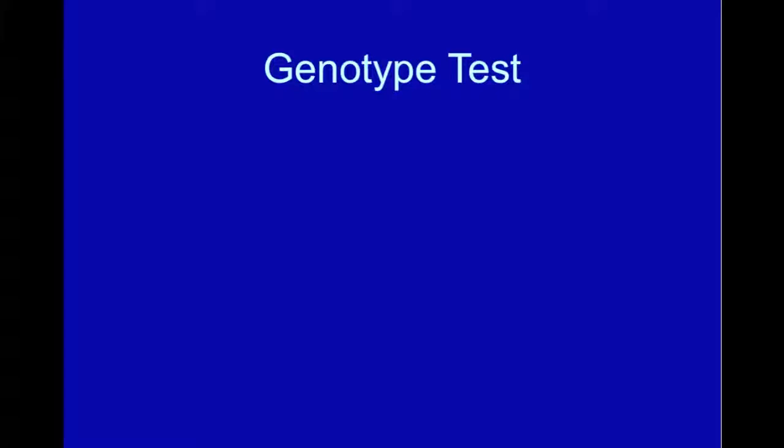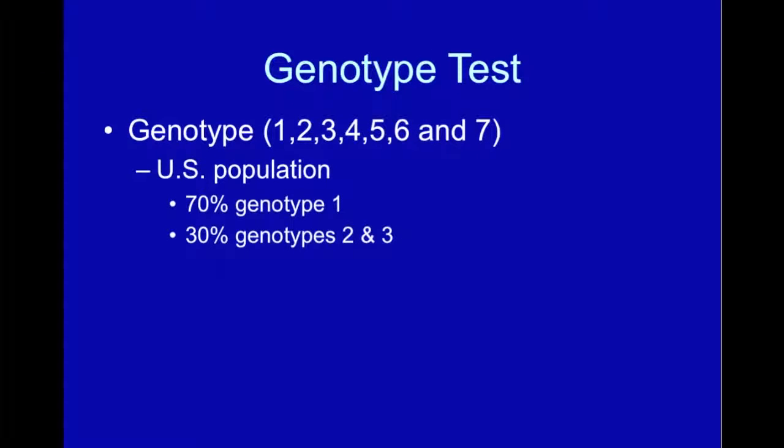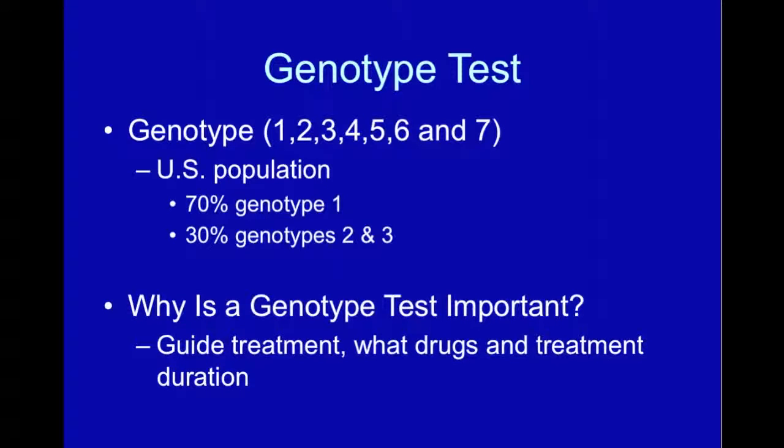If you have not had a genotype test, that is something that they will be doing, I'm sure, in the near future. In the United States population, typically you will see about 70% of folks with genotype 1. The other 30% is pretty much genotypes 2 and 3. Why is a genotype test important? It helps to guide treatment. It tells what drugs and treatment duration may be necessary for your specific type of hepatitis.